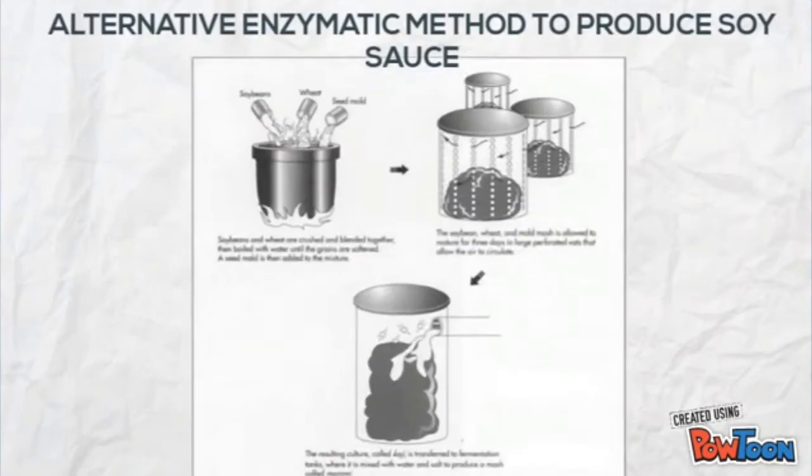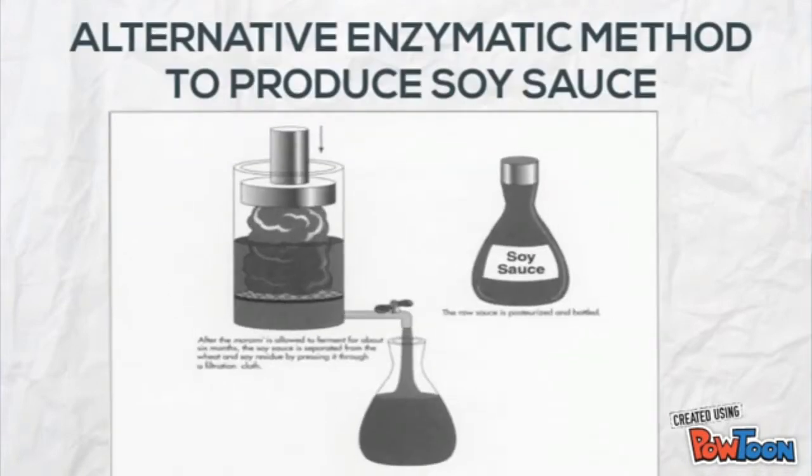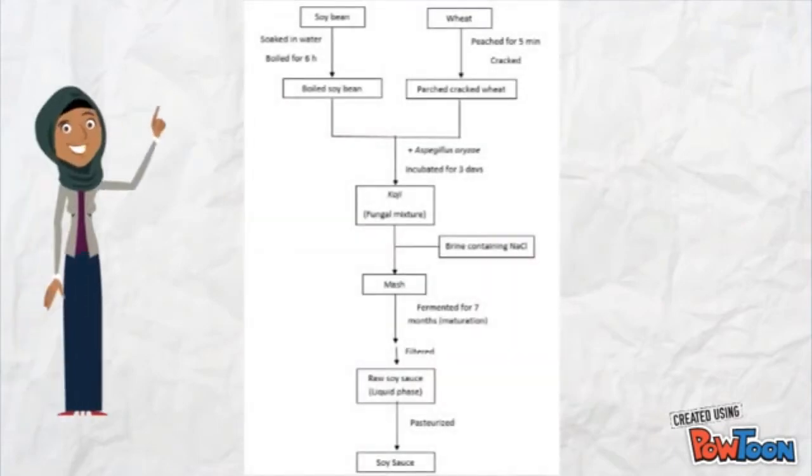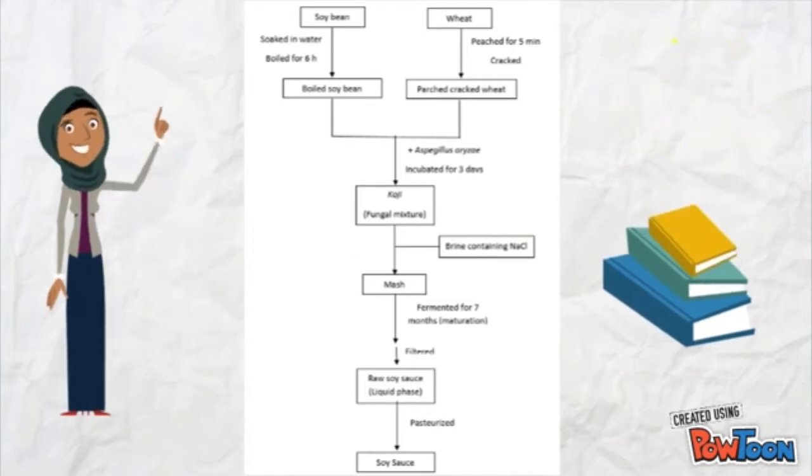Soy sauce can be produced through the enzymatic method. The soybeans and wheat are mixed together and mold is then added. It is allowed to mature for 3 days. This is called koji, and then the koji is transferred to a fermentation tank, where it is mixed with salt and water. Then it is left to ferment for 6 months. This is the summary for enzymatic production of soy sauce.